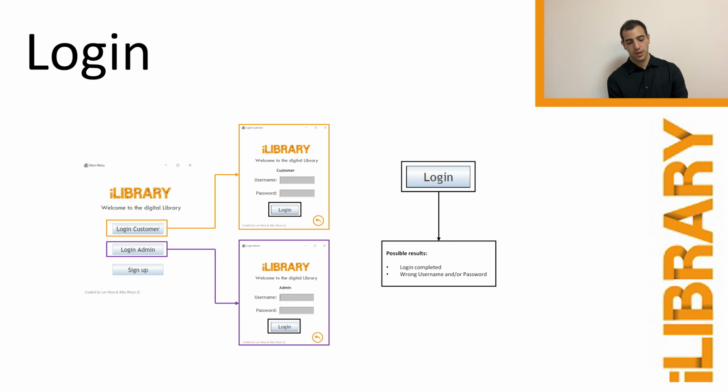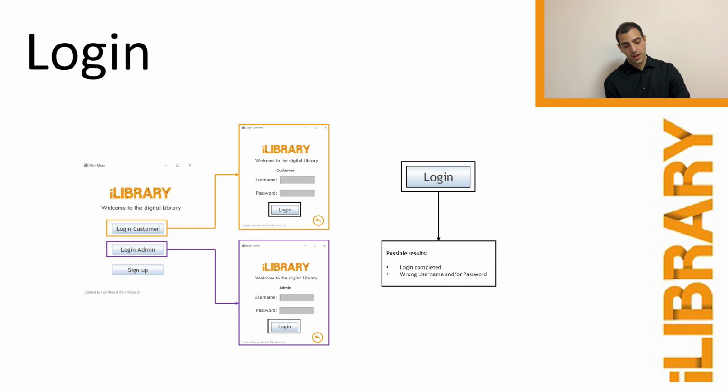Okay, so now let's start to talk about the login part. As we can see from the slide, in the left part there is the main menu, where there are three options: login customer, login admin, and sync up. If we click on login customer, we open an instance where it's possible to input the username and the password of the user. While if we click on login admin, we open another, separate instance, where we also need to input the username and the password. In this case, of course, they are the admin name and the password.